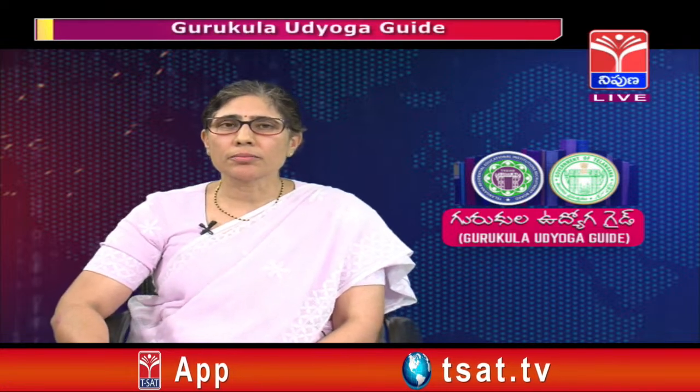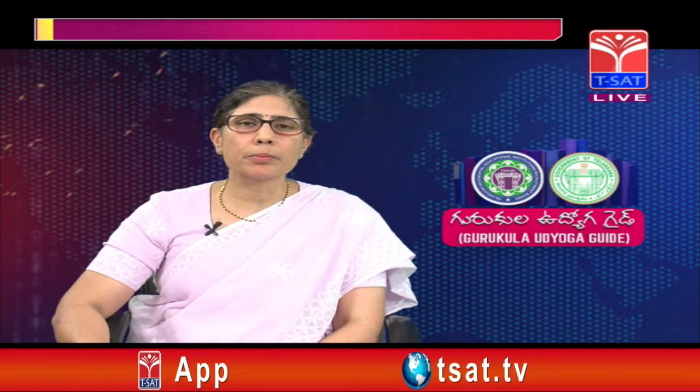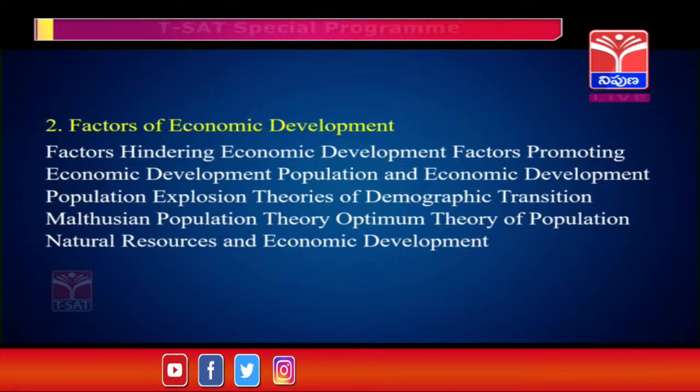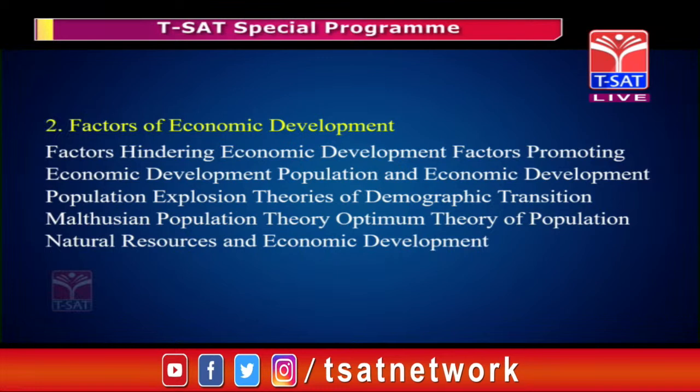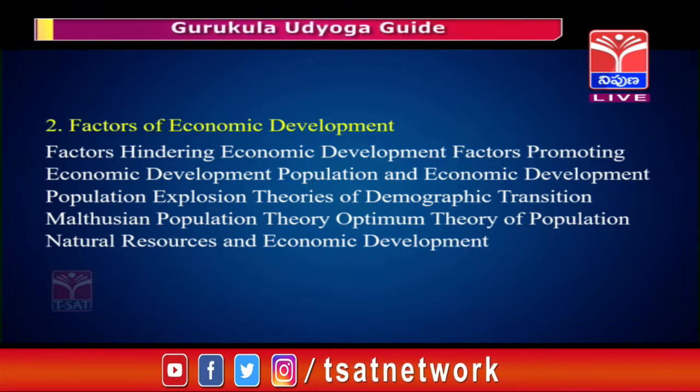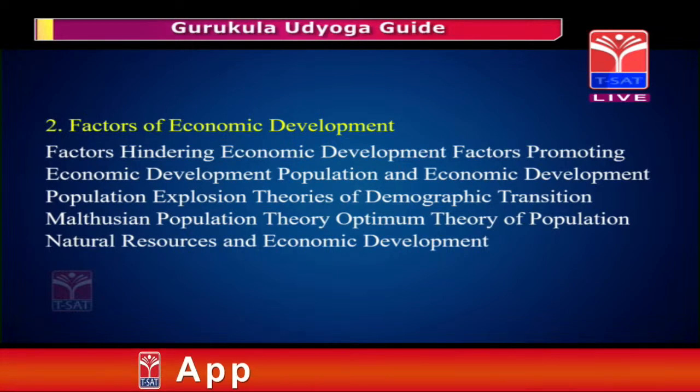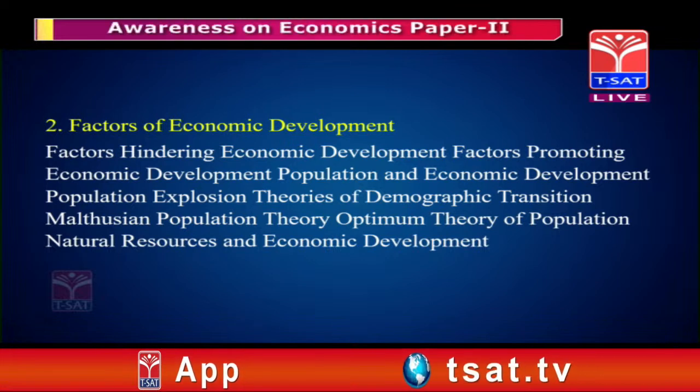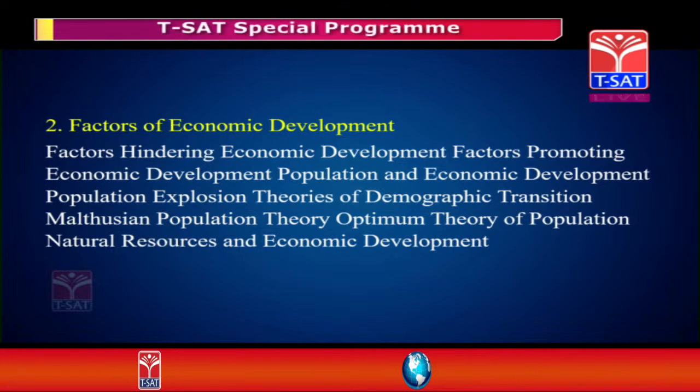The second part of growth and development is connected to various factors of economic development. So, you will be listed various factors of economic development, such as whether we are reducing the other factors which are hindering growth and development, which will be considered here. And then we move on to the theory of demographic transition, which is given by Malthus.